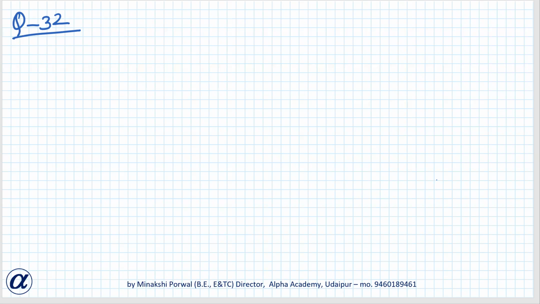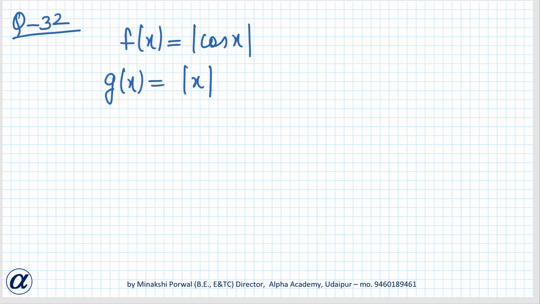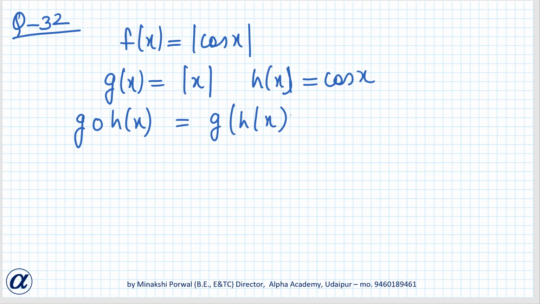Show that the function f(x) equals mod of cos x is a continuous function. The same way, you can write that the function is defined for every point on the real numbers, and f(x) can be written as a composition of two functions. Let g(x) equals mod of x and h(x) equals cos x. So g of h(x) will be equal to g of cos x, that is equal to mod of cos x.